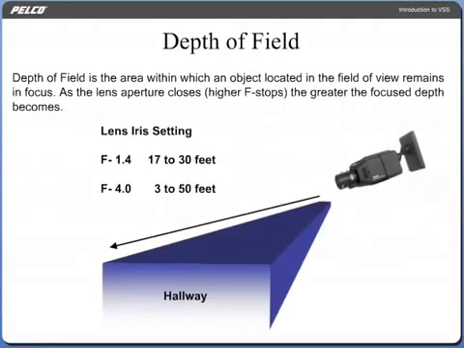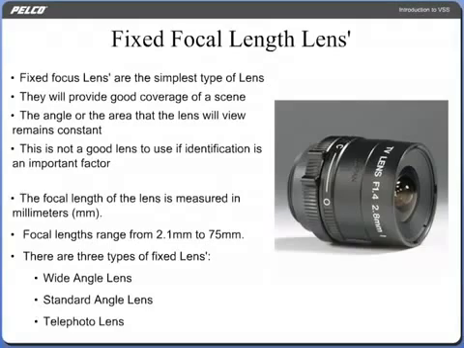Depth of field is the area within which an object located in the field of view remains in focus. As the lens aperture closes, higher f-stops, the greater the focus depth becomes. Fixed focus lenses are the simplest type of lenses, and therefore the least expensive. They will provide good coverage of a scene, but objects will look smaller on the monitor.